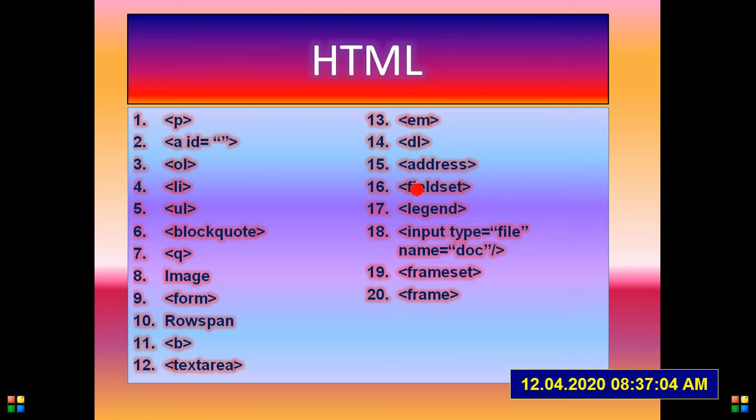And one more, how to ask the end user to select and upload their file using the input tag with file value, and how to bring 2 or 3 HTML files into a single frameset and display it on the browser. I believe you got to know all this stuff.